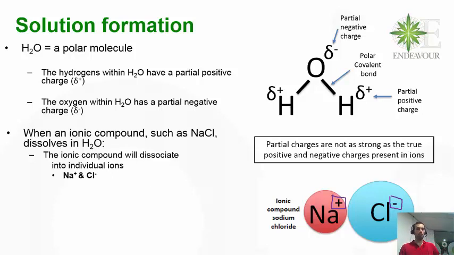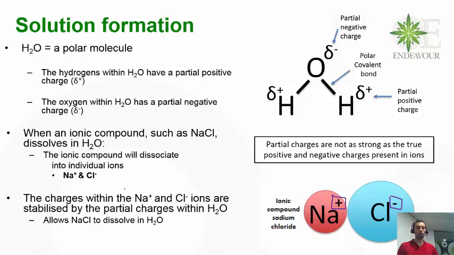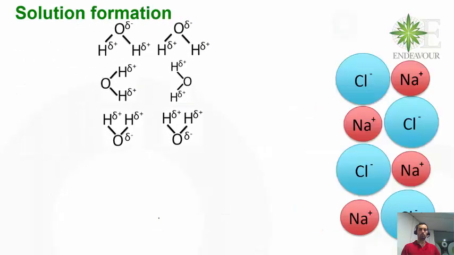So what actually happens is the sodium chloride will actually dissociate and separate into its 2 separate ions. So essentially the sodium positive ion will come away from the negative chloride ion. And these ions will actually be stabilized by multiple H2O molecules. Let's have a look exactly how this works.